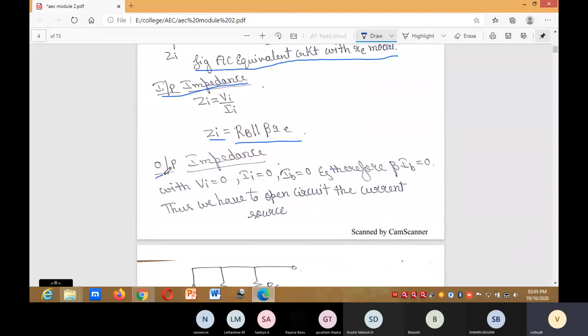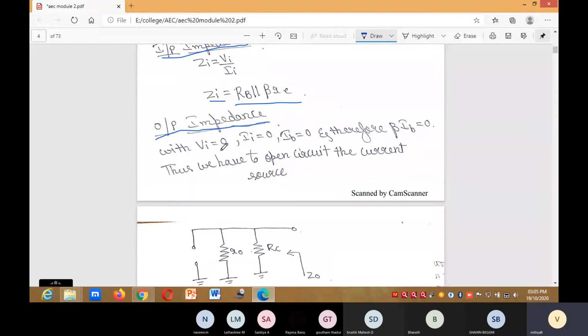And next, output impedance. From the figure, we should write the output impedance formula with Vi equal to 0. To find the output impedance, we need to make the input source 0. That is Vi is equal to 0 and Ii is equal to 0, and IB will become 0. Therefore, beta IB is equal to 0.